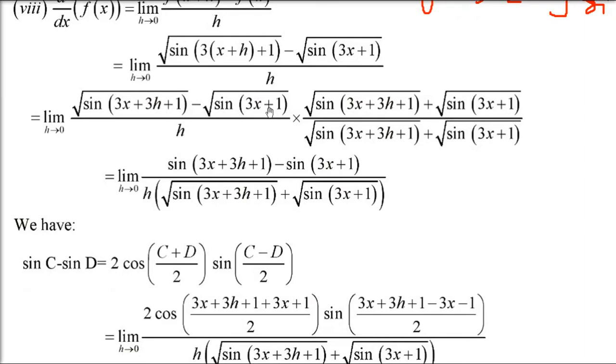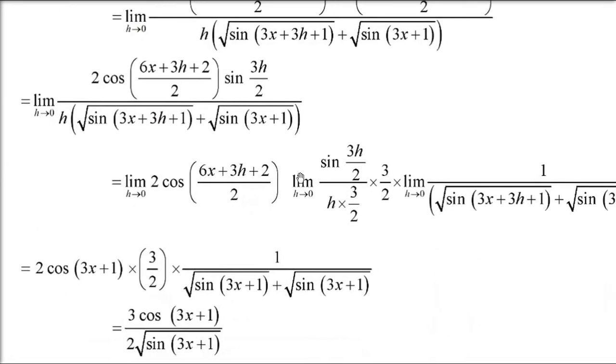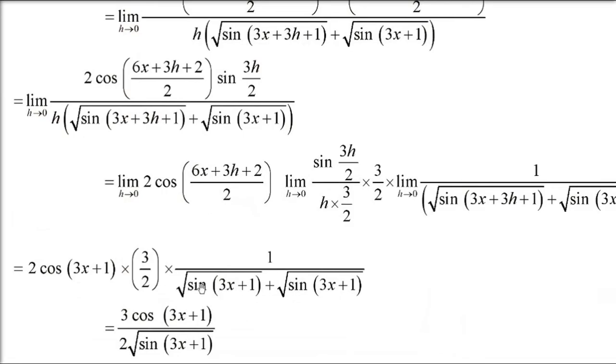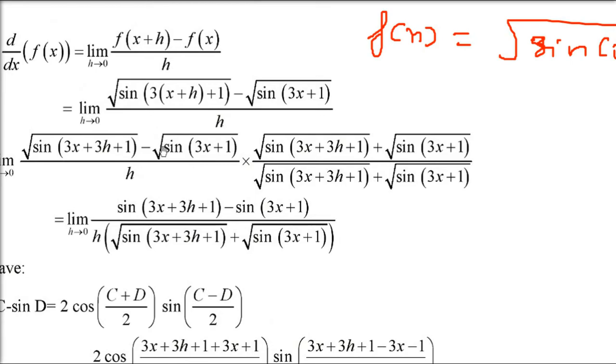Now when we have this kind of under root, as I told you, you have to apply this RF always, the rationalization factor. So multiply it by RF in the numerator and denominator. So a minus b, a plus b, a squared minus b squared will come. So root sin(3x plus 3h plus 1) and root sin(3x plus 1). Denominator, don't worry, because when you put h as 0, it will be under root sin(3x plus 1) plus root sin(3x plus 1). So eventually it will be 2 under root sin(3x plus 1). The RF you introduced in the denominator is going to be twice the term.